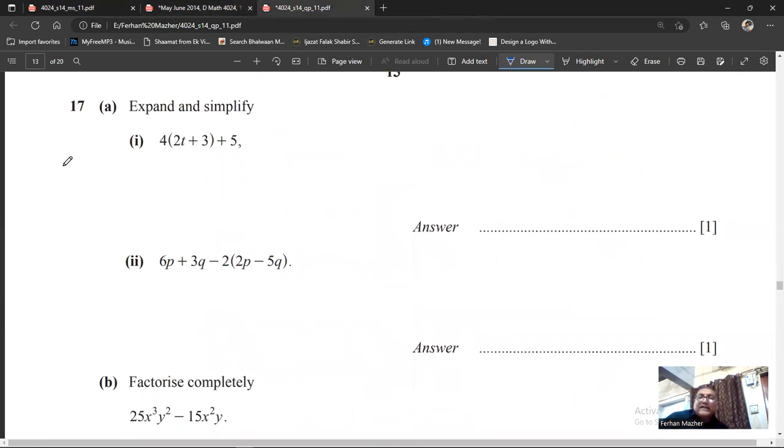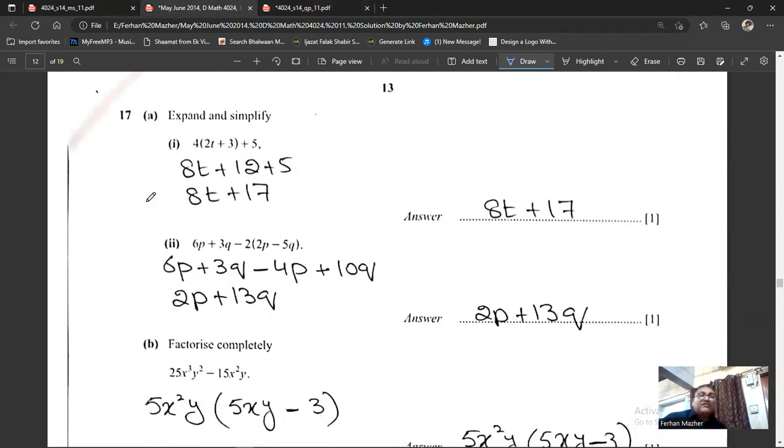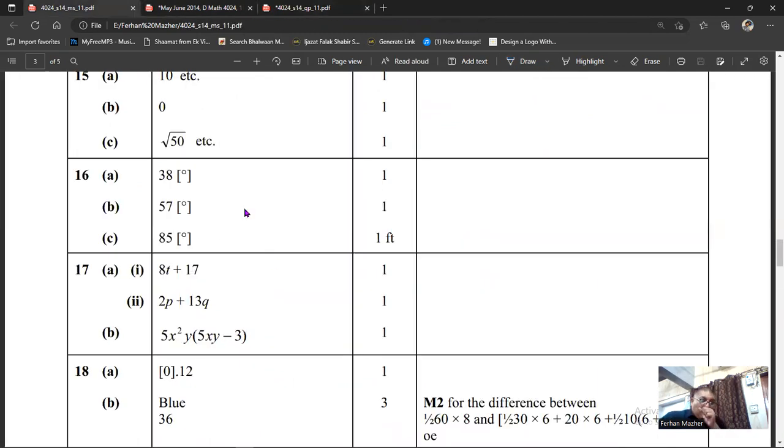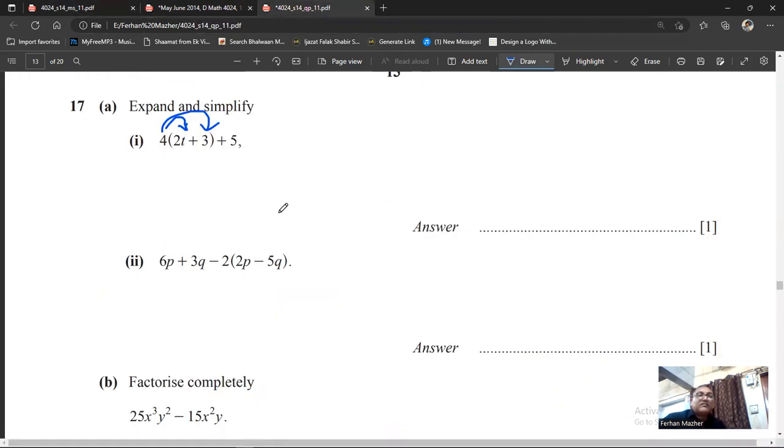Okay, we are going to the next question. The next question is question number 17, A part. It says expand and simplify. So this 4 will multiply with this, and this 4 will also multiply with this. So you will have 8t plus 12 plus 5. So it will be 8t plus 17. So this is the answer. 8t plus 17. That's the answer.